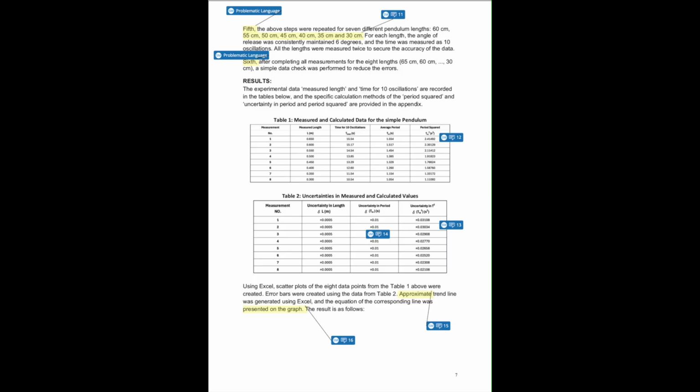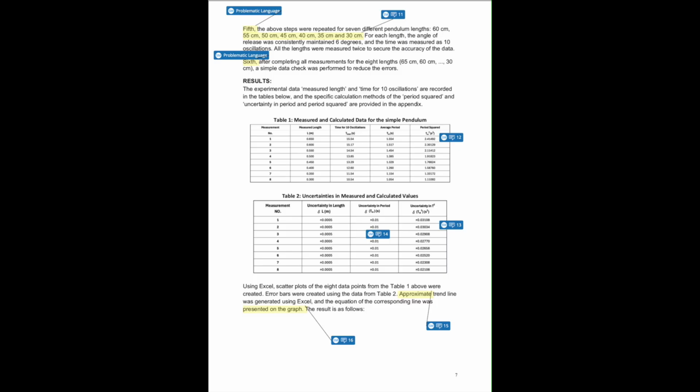The equation of the best fit line is a primary result and must be stated and interpreted explicitly in the text, not only on the graph. The r-squared value is also a primary result and must be stated and interpreted clearly.